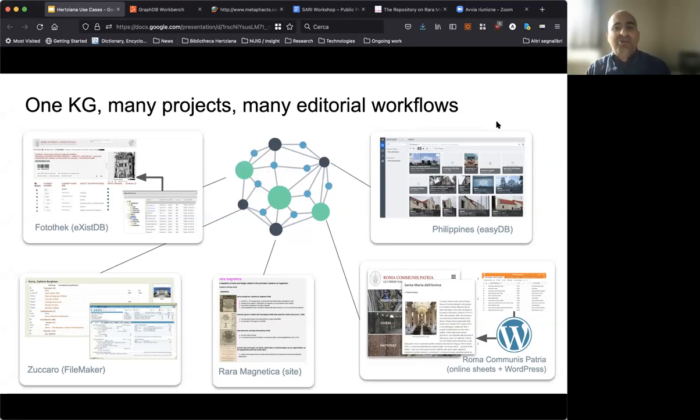Some of these projects have already established editorial workflows using different tools. For one thing, the photographic library, which Tristan mentioned, has long been working with native XML databases, and related forms, in eXistDB and the like. That is something you don't just want to disrupt from one day to the next.